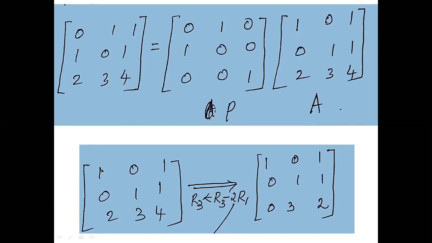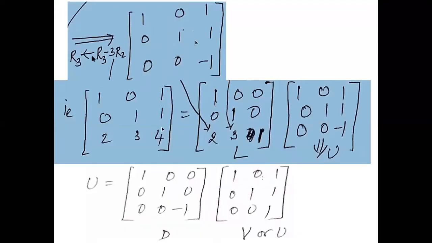So I will do some row operations: R3 minus 2 R1. So this 2 goes away and I get a 0 here. And I perform R3 equal to R3 minus 3 R2. So the matrix which I get is this. Now this is an upper triangular matrix.